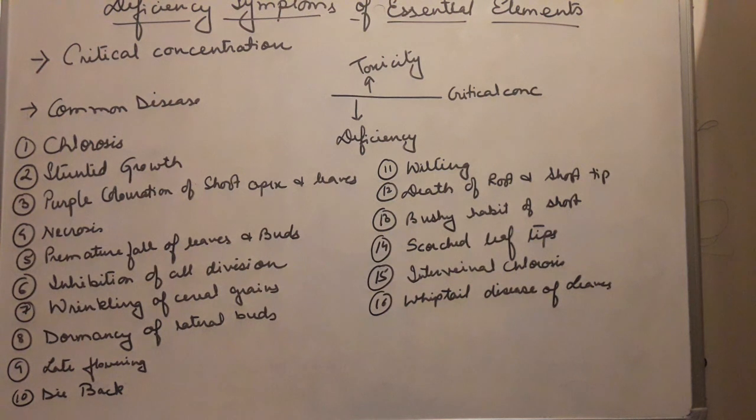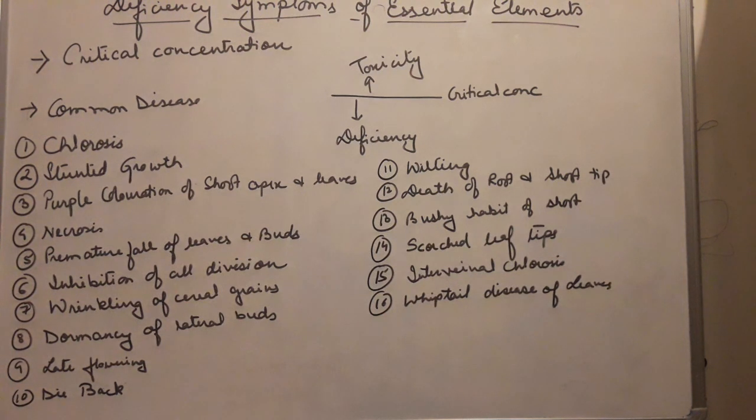Now there are several diseases of plants. The first is chlorosis. Chlorosis means when there is lack of chlorophyll formation, the leaves become yellow in color, and this is due to deficiency of nitrogen, potassium, magnesium, sulfur, iron, manganese, zinc and molybdenum. Then stunted growth. Stunted growth means their growth is not as usual, and the elements responsible for this are sodium, potassium, calcium, sulfur, zinc, boron, molybdenum and chlorine.